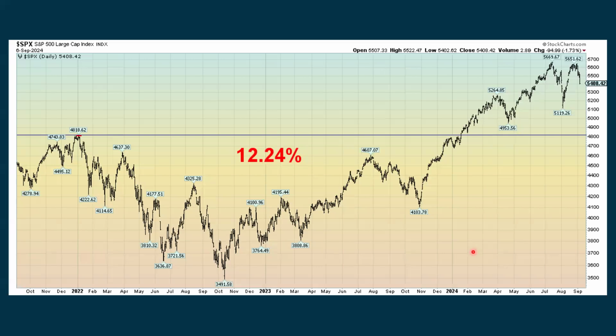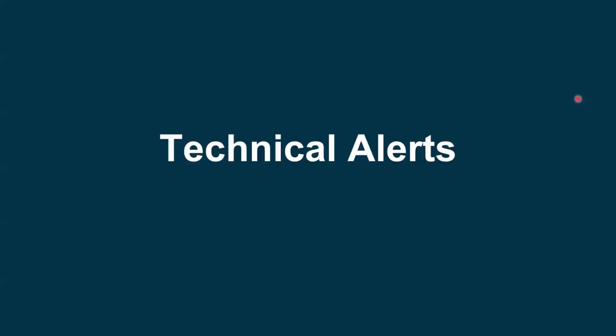Then just to keep an eye on where are we in relation to the previous all-time high set in early January 2022. Even though we fell this week over 4%, we're still up 12.24% from the previous all-time high.